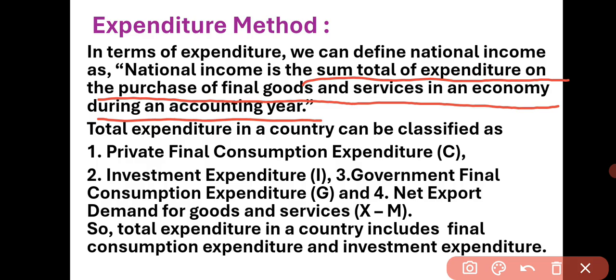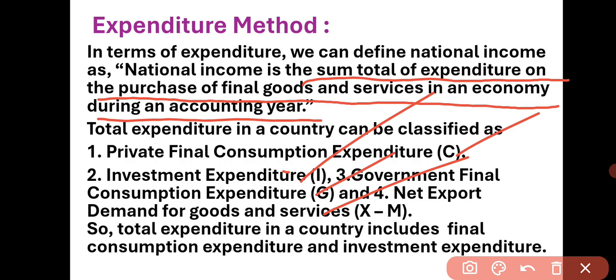4 types of expenditures classified. You see, number 1 is private final consumption expenditure, C. Number 2 is investment expenditure, I. Next, number 3 is government's final consumption expenditure, that is G. And number 4 is net export demand for goods and services, that is X minus M.